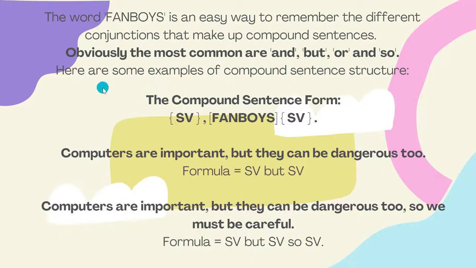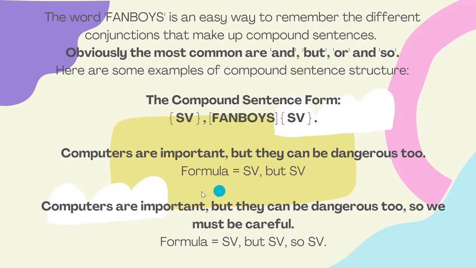Okay, here are some examples of compound sentence structure. So let's see the form. The form of a compound sentence is subject verb, comma, FANBOYS, subject verb. So this is the sentence form. Later in your exercise, it should be like this. You have to form the sentence like this.